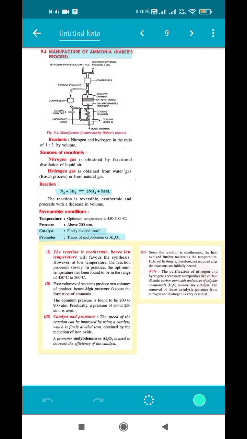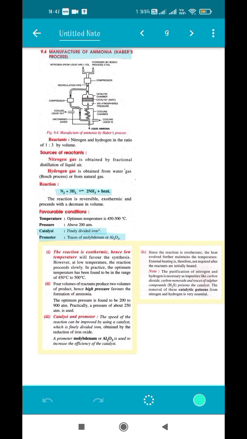So the reactants are nitrogen and hydrogen. Obviously, in order to produce ammonia through Haber's process, we will use the normal method. Nitrogen plus hydrogen will give you ammonia. So if you balance the equation, you can see that we have 1 amount of nitrogen and 3 amounts of hydrogen. So the ratio is also same, 1:3.